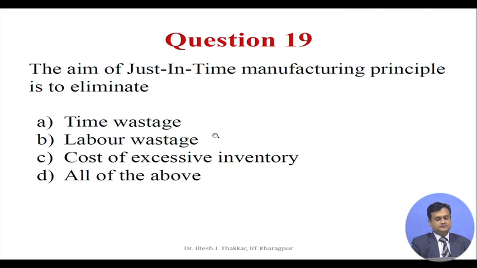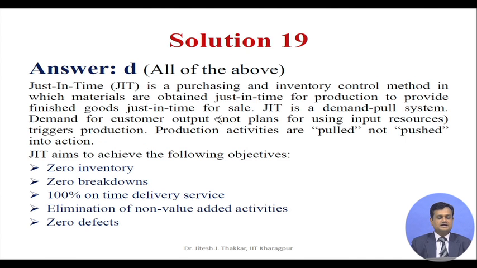Question 19. The aim of the just-in-time manufacturing principle is to eliminate time wastage, labor wastage, cost of excessive inventory, and D, all of the above. The correct answer is D, all of the above. You can also see the elaborated answer here. JIT aims to achieve zero inventory, zero breakdown, 100% on-time delivery, elimination of non-value added activities, and zero defects.